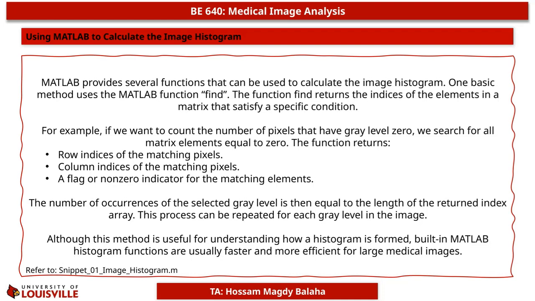To calculate an image histogram in MATLAB, one basic and instructive approach is to use the find function. This function searches a matrix for elements that meet a specified condition and returns their locations. For example, to count pixels with gray level 0, we search the image matrix for elements equal to 0. MATLAB returns the row indices and column indices of the matching pixels, along with a non-zero indicator for those matches. The number of pixels at that gray level can then be found by measuring the length of the returned index array. In other words, the length tells us how many times gray level 0 occurs in the image.